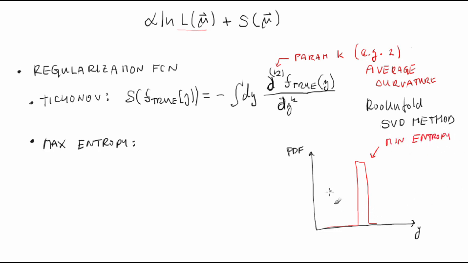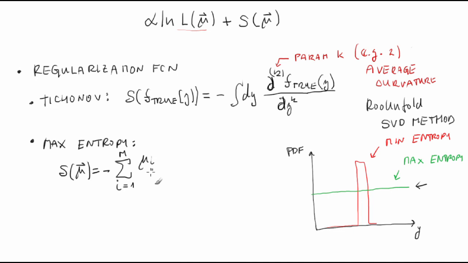On the other hand, there are plenty of ways how to arrange the events such that there was approximately equal number of them in each bin. Therefore, a constant histogram has maximum entropy. So, the entropy regularization function biases the unfolded result towards a constant function. The exact form of the function used is S of mu vector is equal to minus sum over i going from 1 to m of mu sub i over mu tot, log of mu sub i over mu tot.